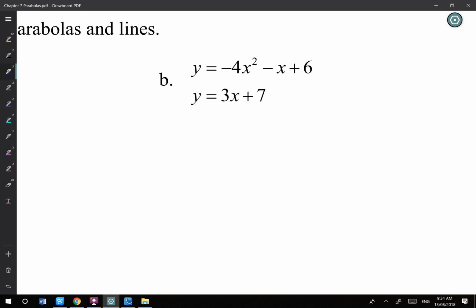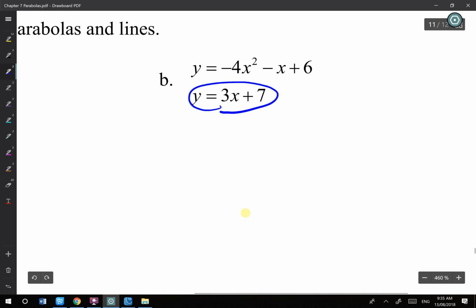Substitute? Or, how can we solve? What does intersection mean? They have the same x value and the same y value, right? Yes, Michelle? You substitute the y into the y on top. So you sub the bottom y into the top y? Yeah. Okay, y equals that, so I can sub this y here. So just solve them, because x means the same number, y means the same number. So I can go for 3x plus 7 equals minus 4x squared minus x plus 6.